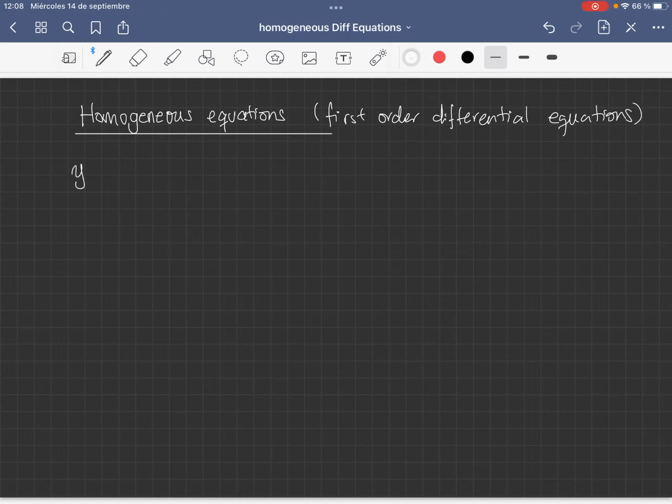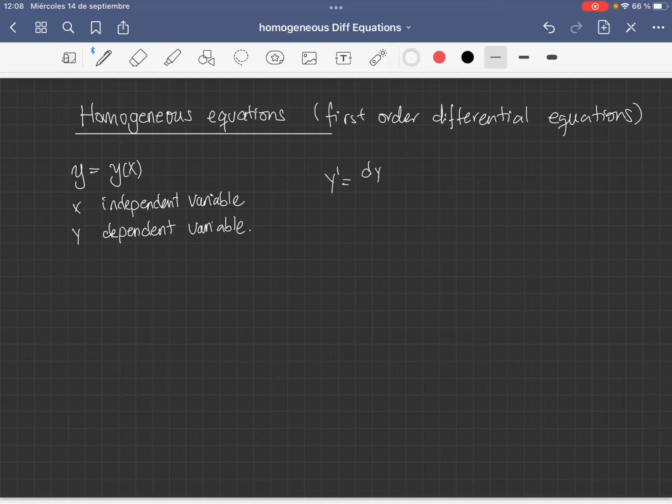So let me introduce y as a function of x. x is going to be the independent variable, and y is going to be the dependent variable. In my notation, y prime will mean differential of y with respect to x. In this introduction, imagine that we have the following kind of equation.